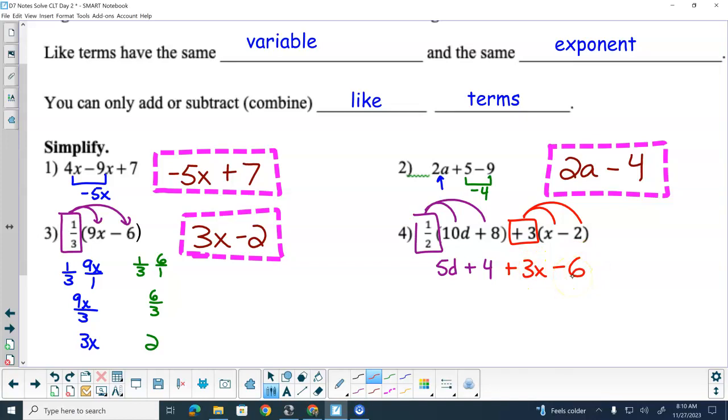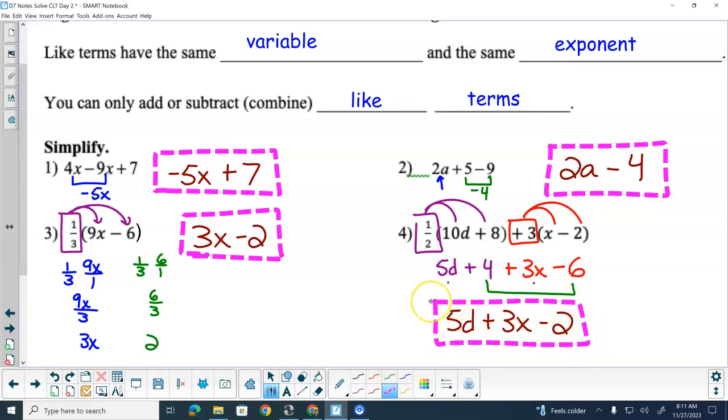Now we can combine like terms. Is there any other d term? No, there's no other d term, so that's going to stay 5d. Is there any other x term? No, so that's going to stay plus 3x. But these two, positive 4 minus 6, combine together to be negative 2. 5d plus 3x minus 2. There. Questions, comments, concerns, clarification?